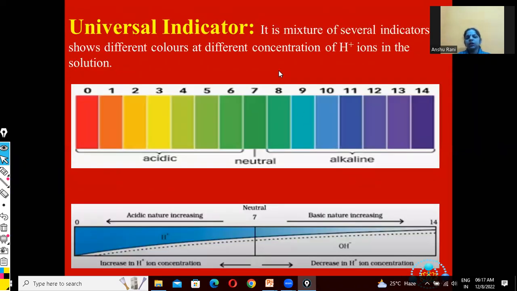What is universal indicator? It is a mixture of several indicators. It shows different colors in different concentrations of acids. pH paper, you must have seen. pH paper gives you different colors in presence of different acids and bases. In presence of strong acids, it is red in color. In presence of weak acid, it will start turning orange. In presence of neutral substances, it is greenish blue, green. Then in the presence of bases, universal indicator turns blue.